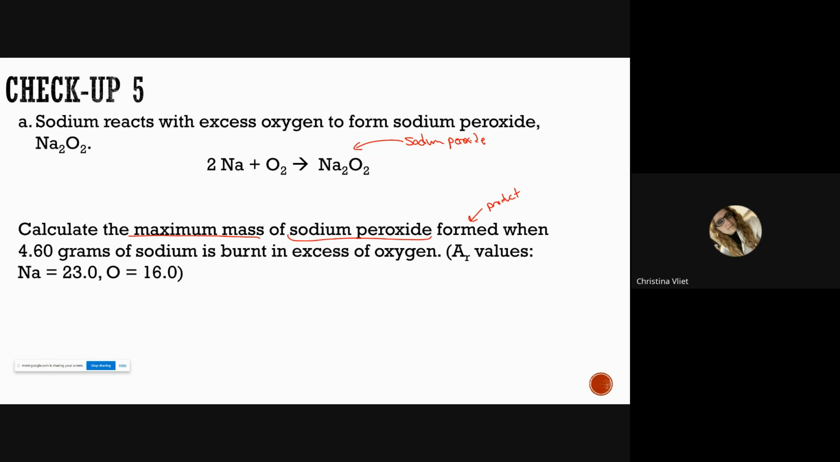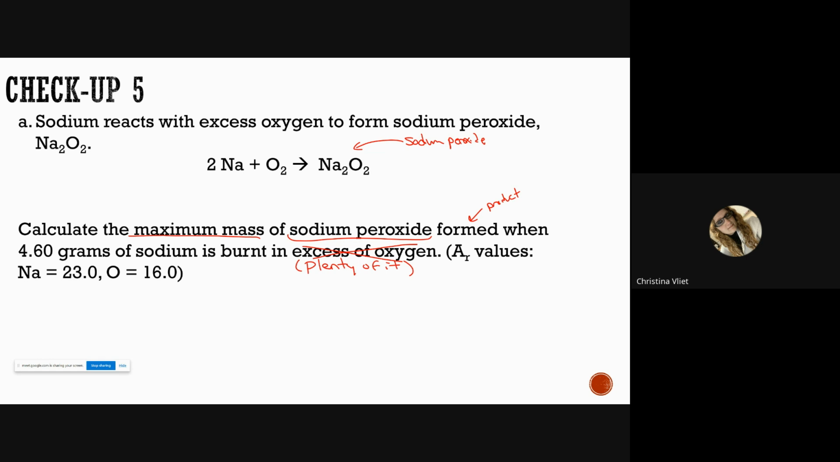All right, next thing. What does excess of oxygen mean? Do you remember? If oxygen's in excess, what does that mean we do with it mathematically? It means there's plenty of it. So we don't consider it in the math. It means there's extra oxygen. It is not the limiting factor. The limiting factor is the sodium. So when they tell you excess, it usually means just don't consider it.